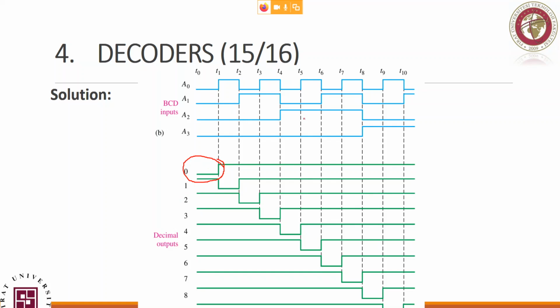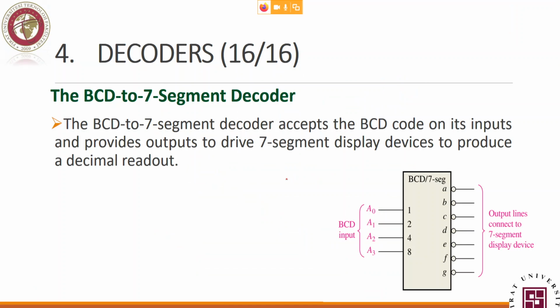And this is a counter, by the way. If you check 0, 0, 0, 0, then 0, 0, 0, 1, then 0, 0, 1, 0, that means 0, 1, 2, 3, etc. Okay? Let's move a bit. We may have also a BCD to 7 segment decoder. 7 segment is like when you want to display something with this kind of representation. We will have a part for it later on, not now.